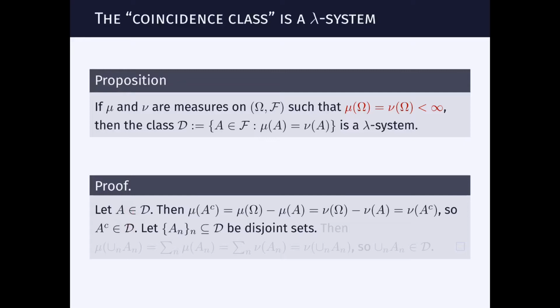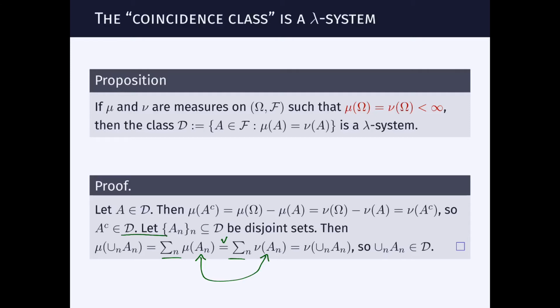And now we want to check the third property, which is being closed under countable disjoint union. So take a sequence of sets in this class, D, which are disjoint, and we want to show that their union is also in the class. Well, now here we just use first the assumption that each member of the sequence is in the class, so these measures are the same. If they're the same, then of course their sum is the same. So this checks this equality.